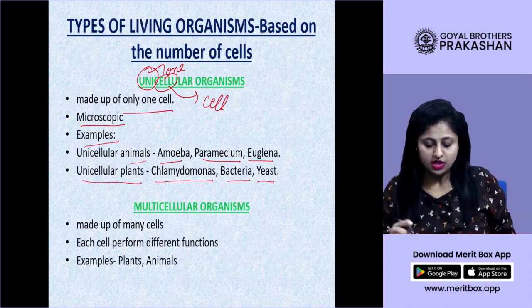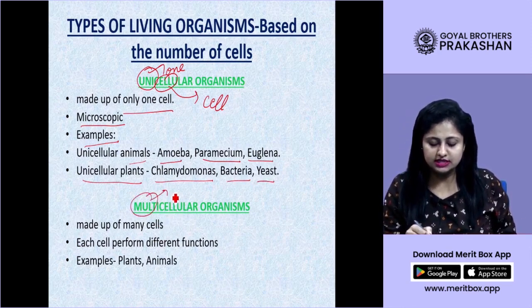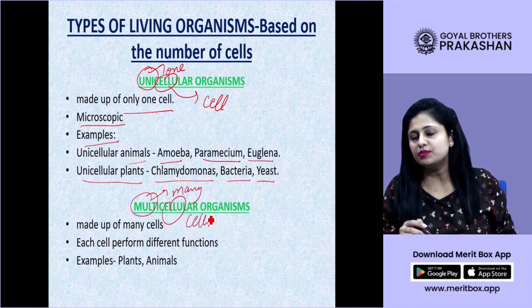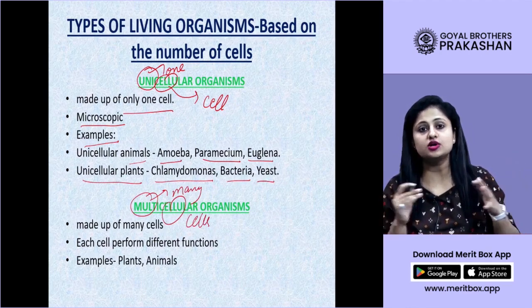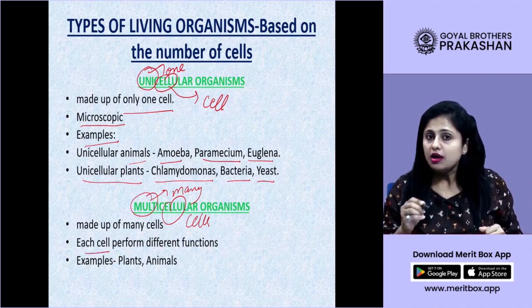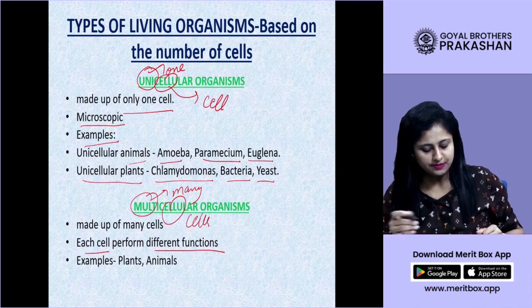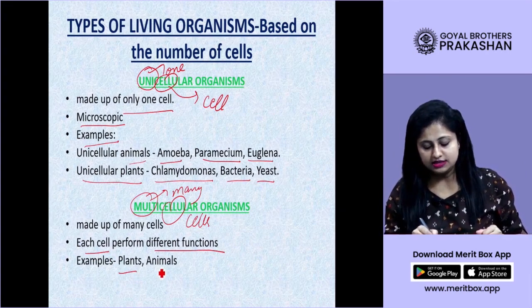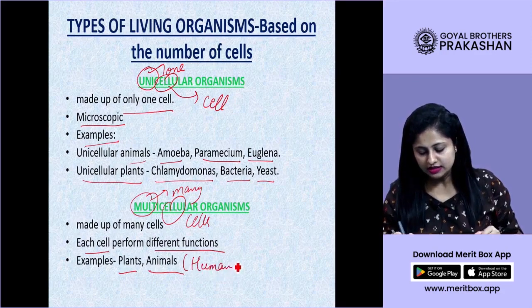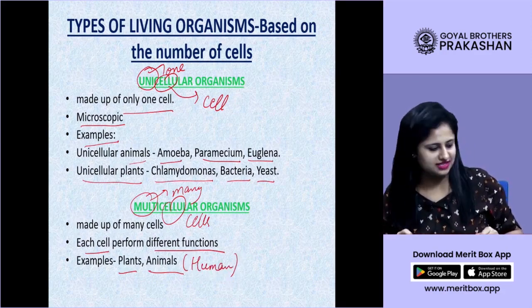Multicellular organisms. So, multicellular, here multi means many and cellular means cells. So, they are made up of many cells or many types of cells. They all perform different functions, and examples are plants, animals, and humans also come in the list of animals.